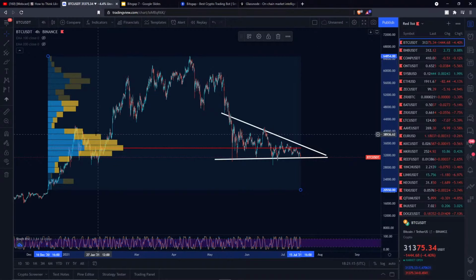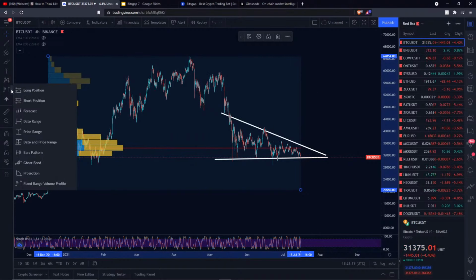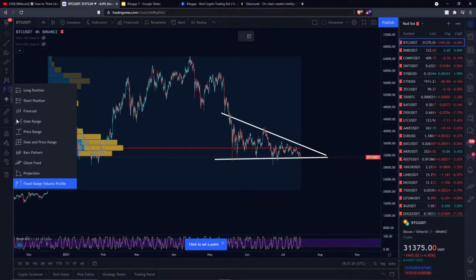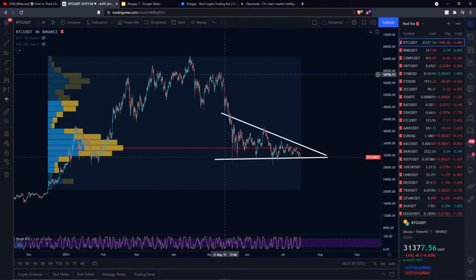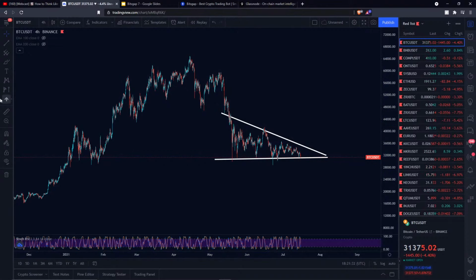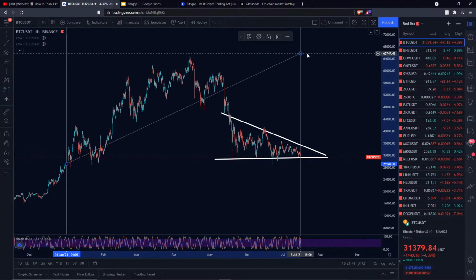So the thing about the volume profile is that, by the way, that's the one I use, it is free. You don't need any paid subscription plan or whatsoever. You just go here, select the fixed range volume profile, and select the range you're interested in. I'm interested in the volume traded from the beginning of the year until today.